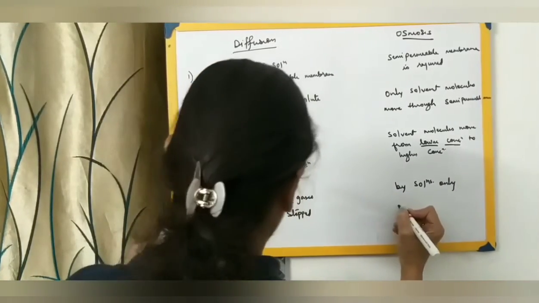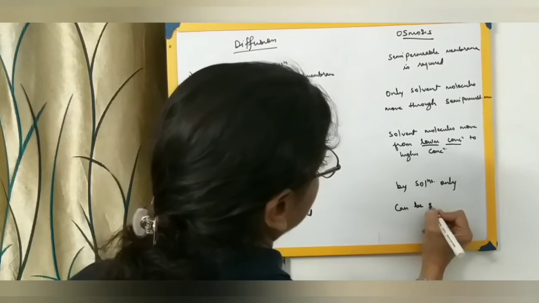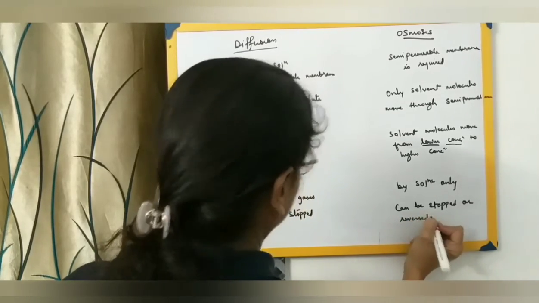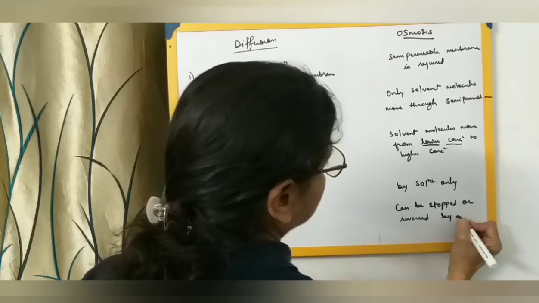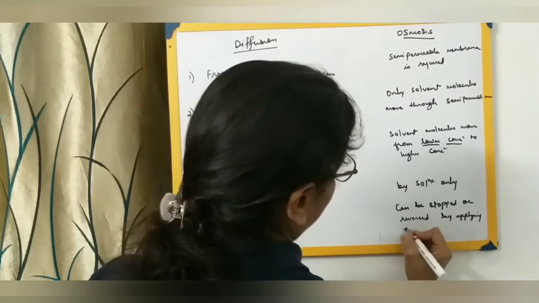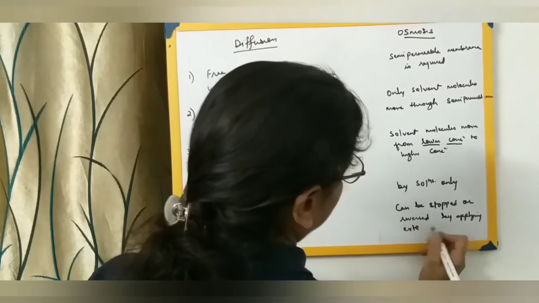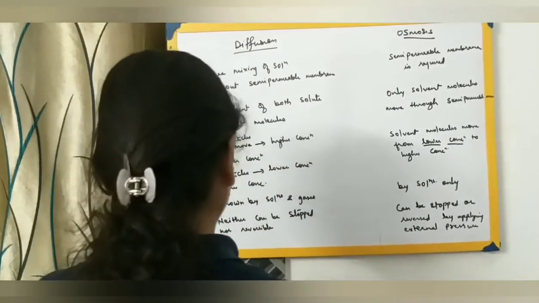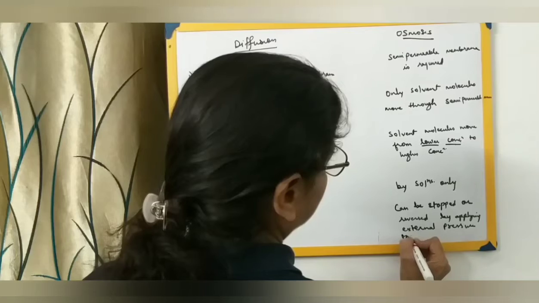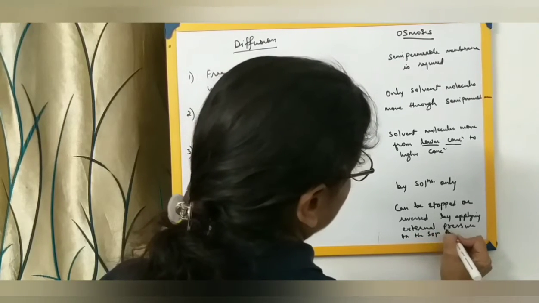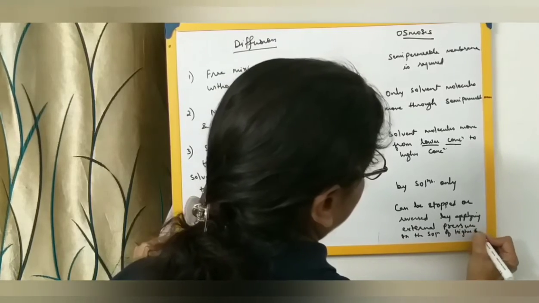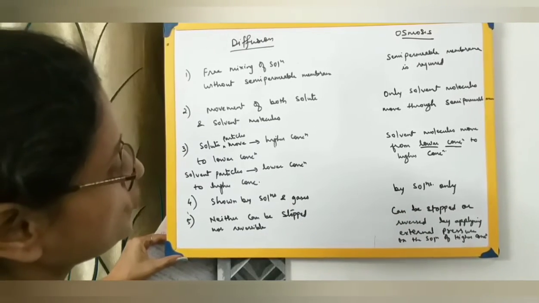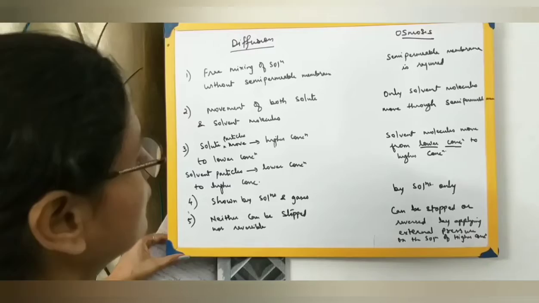Next, osmosis can be stopped or reversed by applying external pressure on the solution of higher concentration. I repeat once again. Osmosis can be stopped or reversed by applying external pressure on the solution of higher concentration.